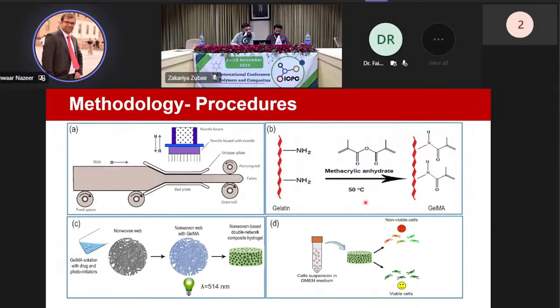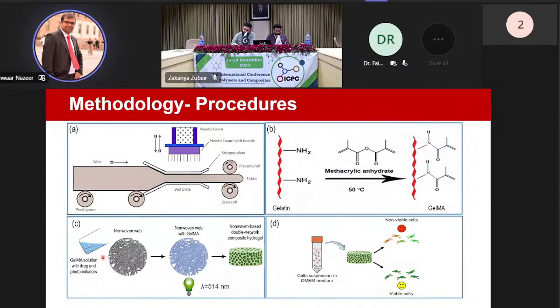So now we have two different kinds of materials. One is the needle punched non-woven of the polyester fibers and the other is the methacrylated gelatin material, a bioactive material. So now we have prepared the solution of this GelMA. We entrapped the drug. By the way, here we have taken the doxorubicin, an anti-cancer drug, as a model drug in this study. Then we added some photoinitiator and co-initiators. For example, in this study, we used the eosin Y, N-vinyl pyrrolidone, and triethanolamine as photoinitiator and co-initiators.